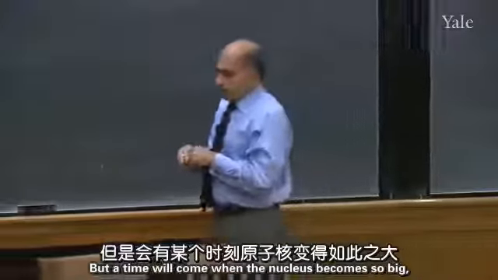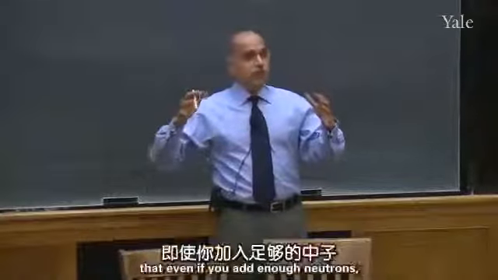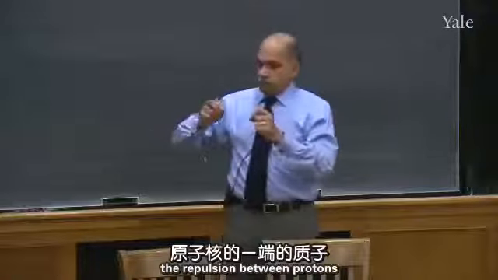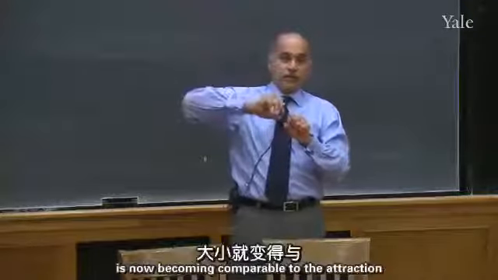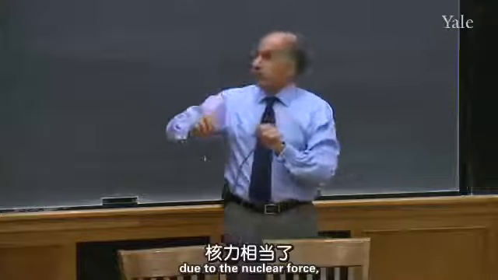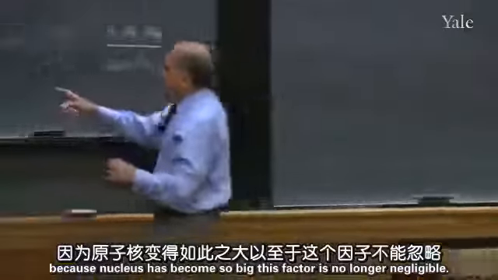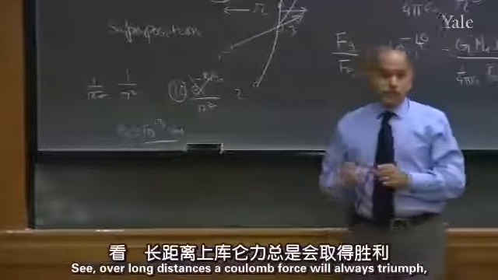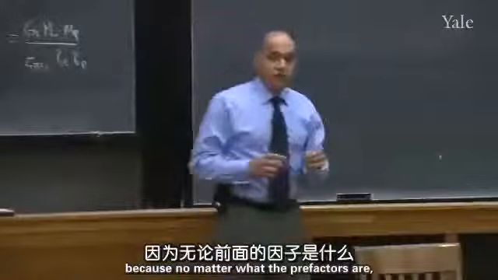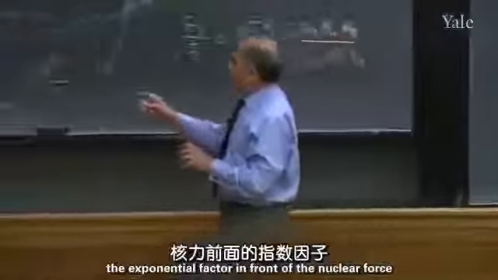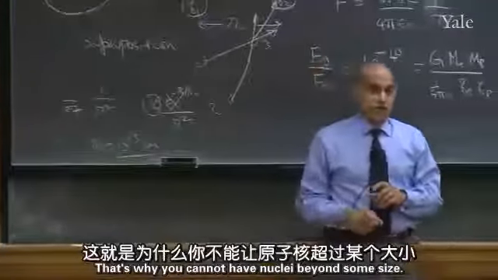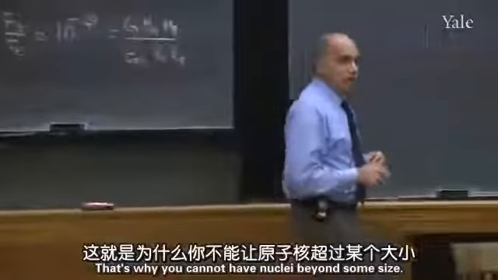But a time will come when the nucleus becomes so big that even if you add enough neutrons, the repulsion between protons from one end of the nucleus to the other is now becoming comparable to the attraction due to the nuclear force, because the nucleus has become so big, this factor is no longer negligible. See, over long distances, the Coulomb force will always triumph, because no matter what the prefactors are, the exponential factor in front of the nuclear force will always weaken it. That's why you cannot have nuclei beyond some size.